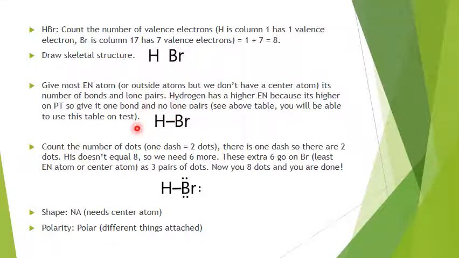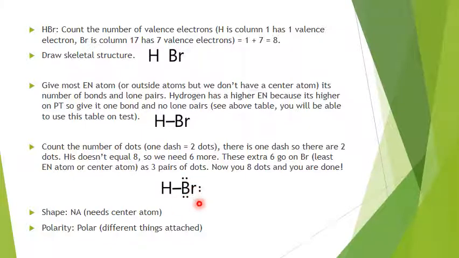So after you do that, you count the number of dots. Every dash is equal to 2 dots. So we have only 2 dots here. We need 8. So where are the other 6? The other 6 are on bromine, and you just put them on as pairs. Okay, and if you notice, you're done. Okay, adds up to 8.